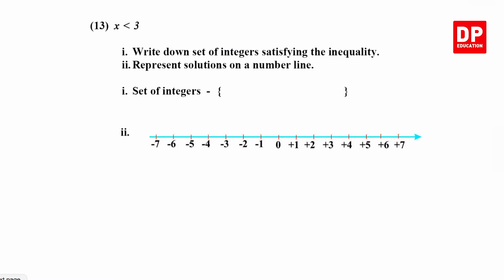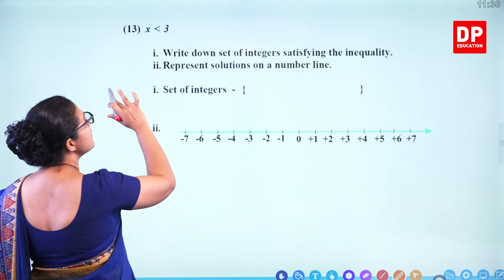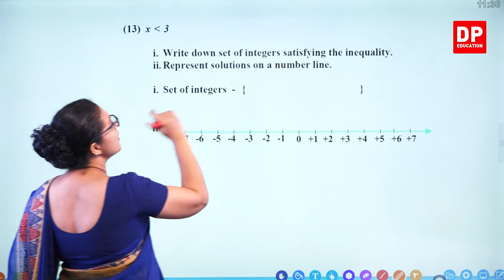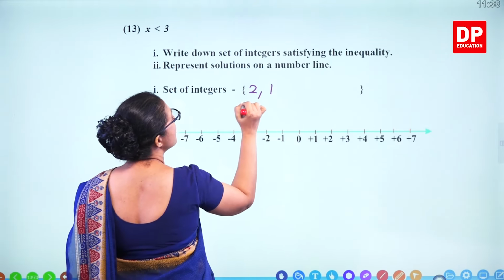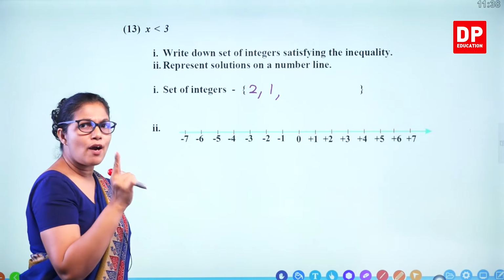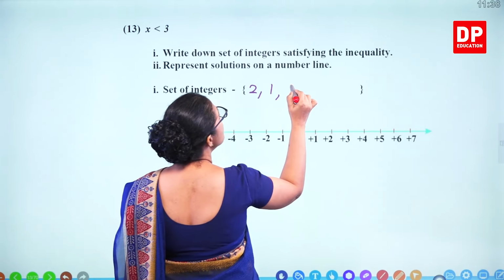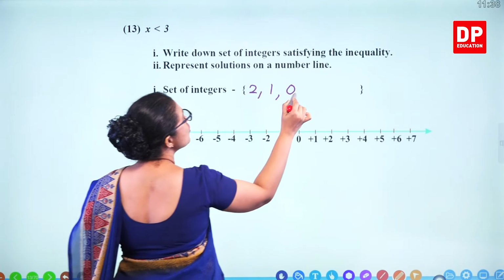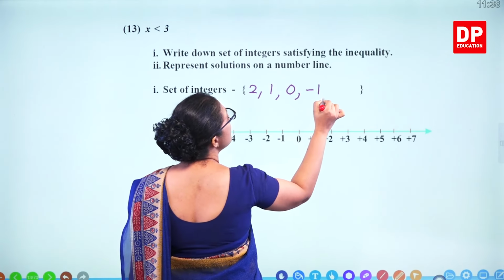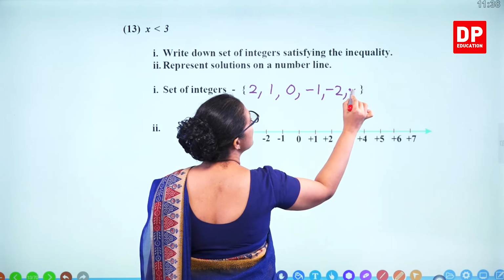x less than 3. Write down the integers satisfying this inequality. x less than 3. 3 is not included. So 2, 1. Integers means you can write down negative integers as well. So here 0 also we can take as an integer. -1, -2 like that. It's continuing.